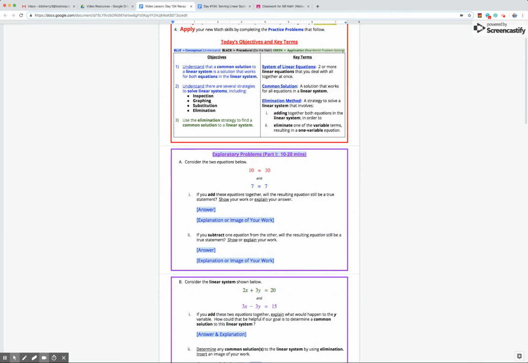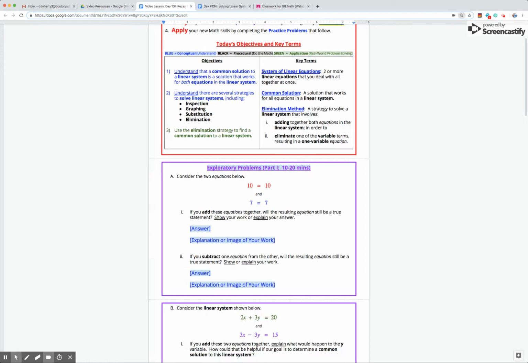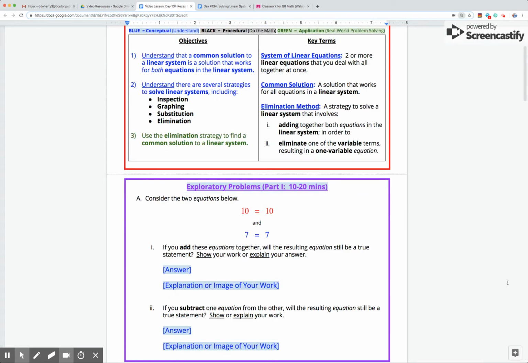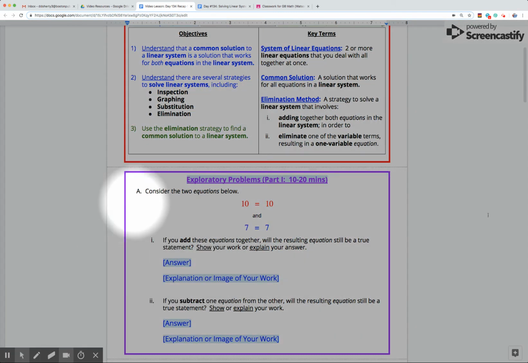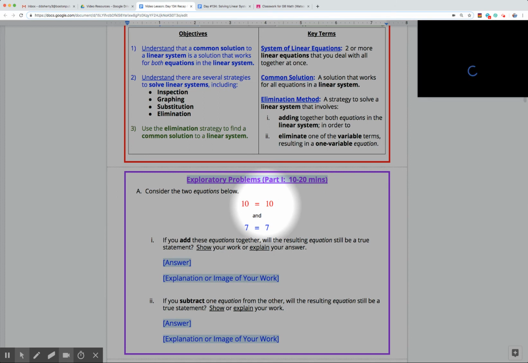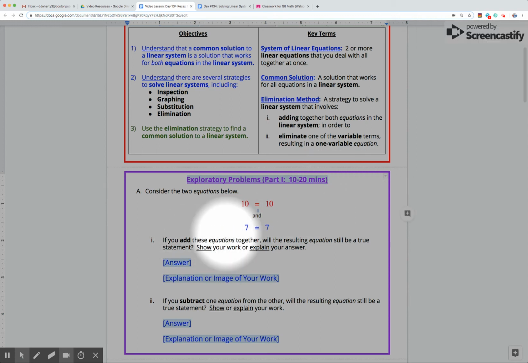So you should have already worked through part A by now. We're going to go ahead and zoom back in here on part A. It told us to consider 2 different equations. This is a system, we could say. For example, there are 2 equations. One is 10 equals 10. We know that's a true statement. The other is 7 equals 7, down here. So our first job says if you add these 2 equations together, will the resulting equation still be a true statement, and to show your work or explain your answer.